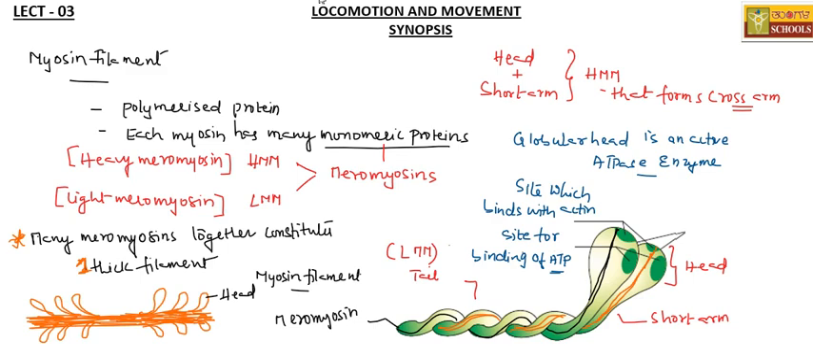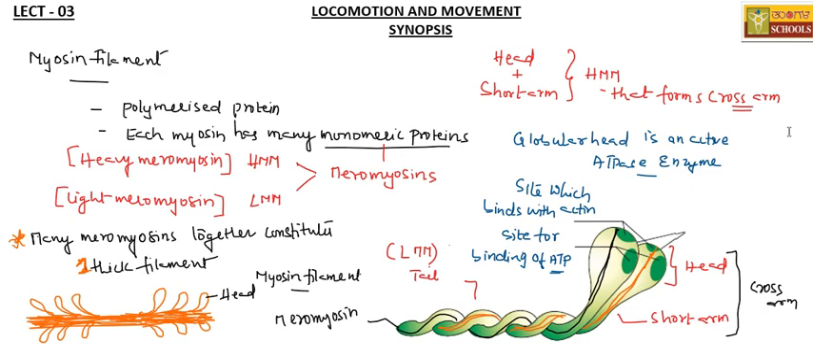So these two will form the cross arms. The head and the short arm together will form the cross arm, which helps in attaching with the actin filament. Okay, so this is the structure of the myosin filament.